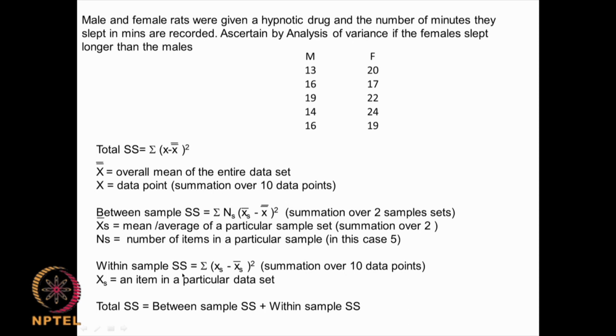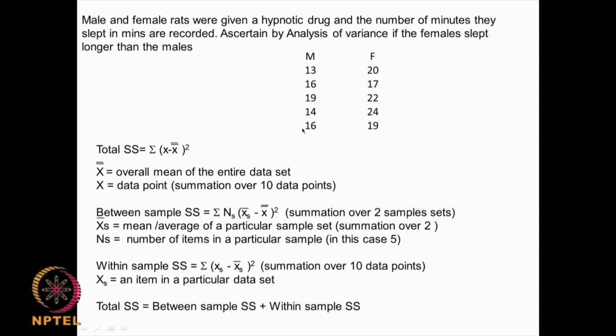Okay. That is called the within sample. So, the x you select, if it is for male, you will take the average which you calculated for male, if it is the female, you take the average from the female. Summation over 10 data points, because there are 10 data points, whereas when you are doing between samples there are only 2 sets, because you have a mean here, you have a mean here, you are subtracting from the overall mean. So, there are only 2 terms which you are adding. You understood how to do that.